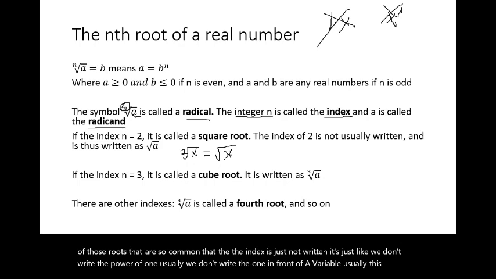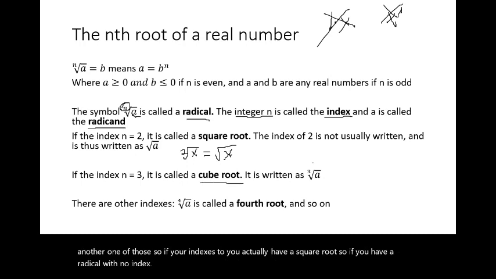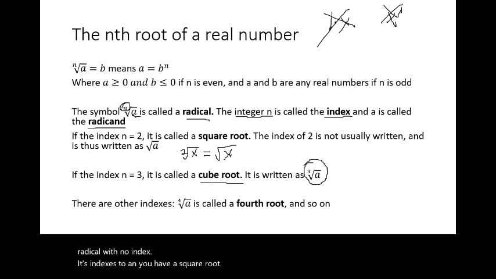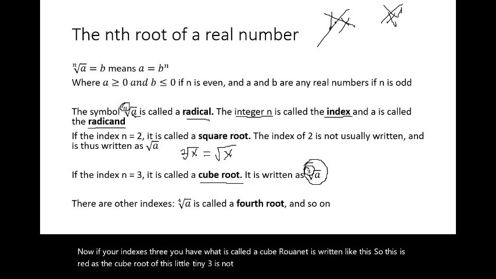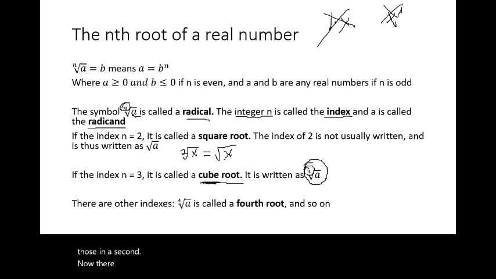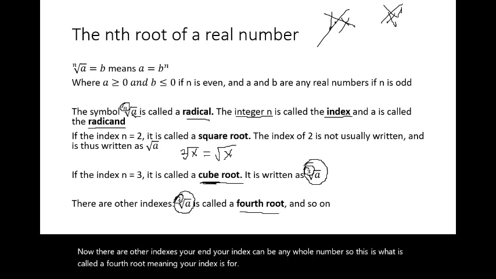Now, if your index is 3, you have what is called a cube root, and it is written like this. This is read as the cube root of a. This little tiny 3 is not being multiplied. That little tiny 3 is the index, and that just tells you what type of root you have. You have a cube root. We're going to talk more about those in a second. Now, there are other indexes. Your index can be any whole number. So this is what is called a fourth root, meaning your index is 4. You can have fifth roots, sixth roots, and so on.